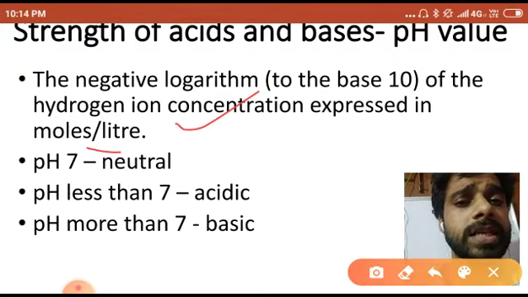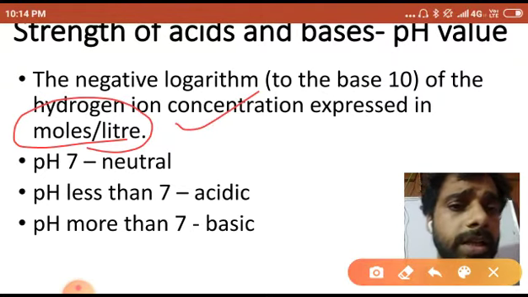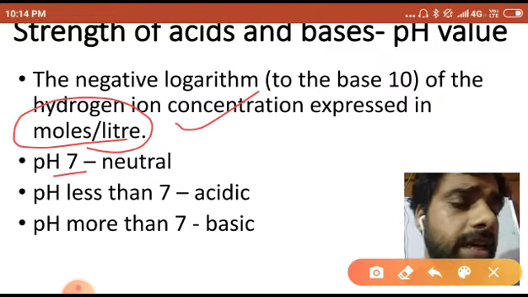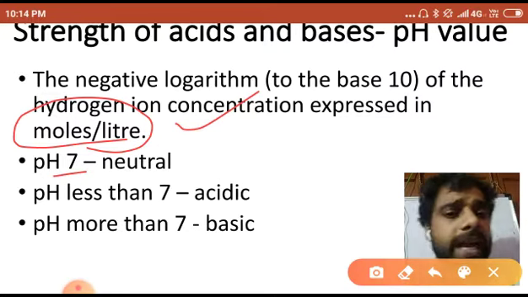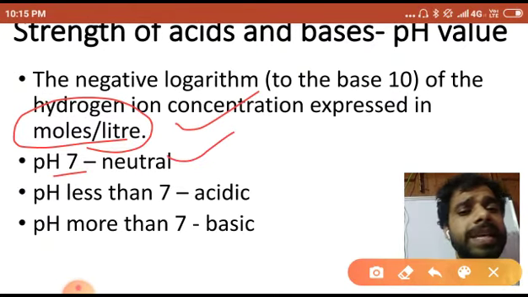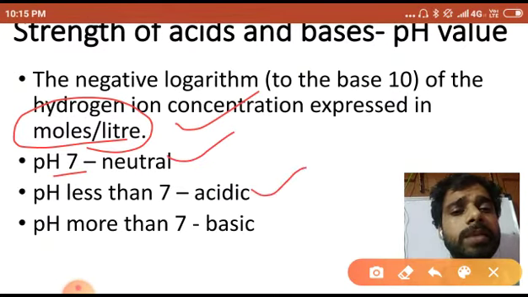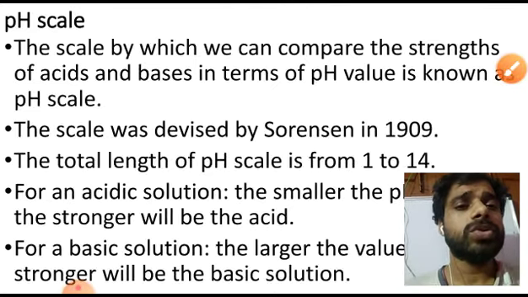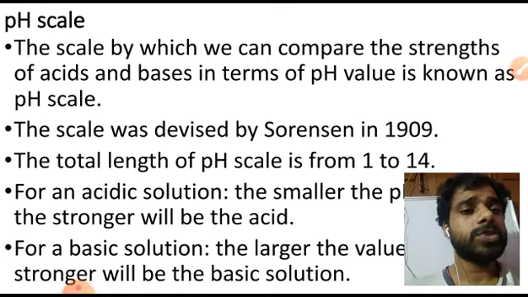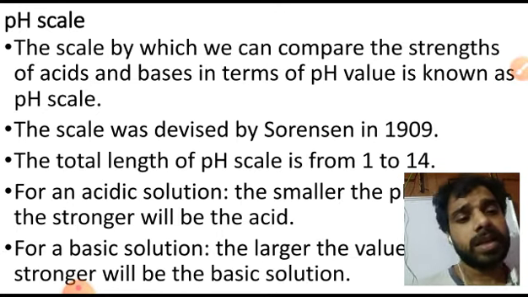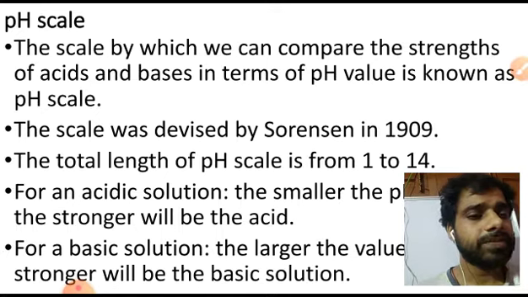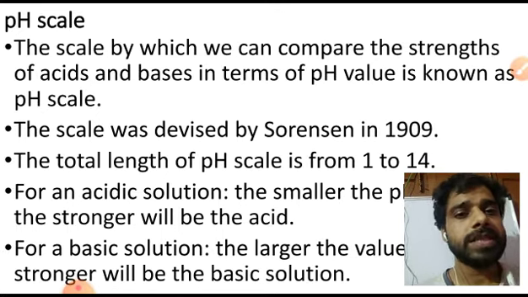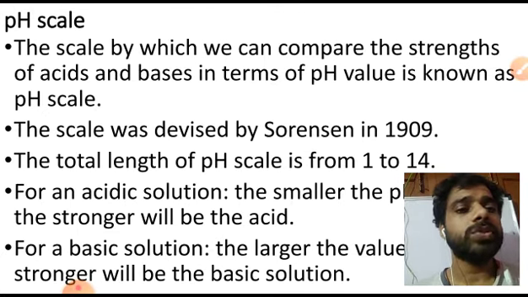The concentration is every time expressed in moles per liter. Now dear students, if the pH of any solution is 7, that means it is neutral. pH less than 7 is acidic, more than 7 it is basic. Okay na? So now the pH scale. Dear students, the pH scale is a type of scale which compares the strength of acids and bases in terms of pH value.